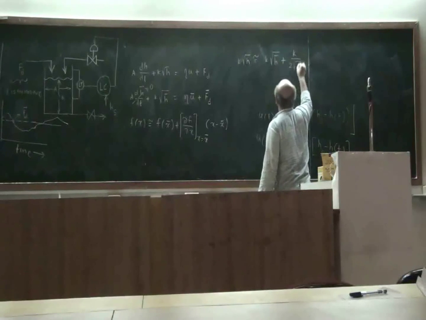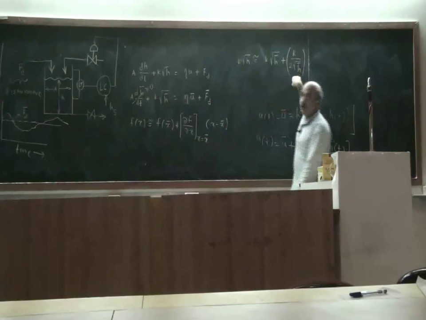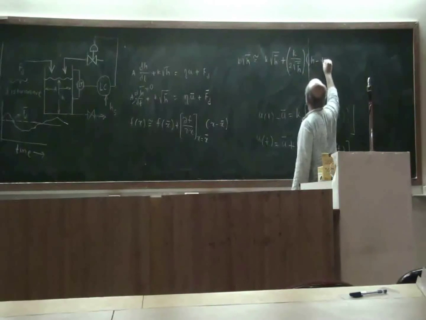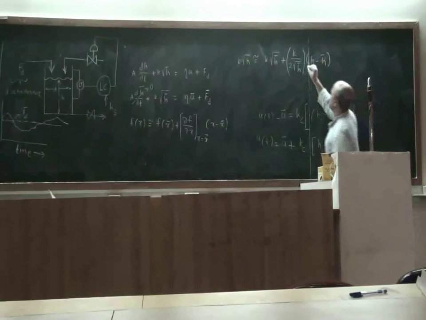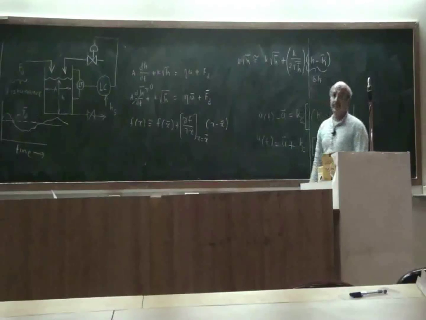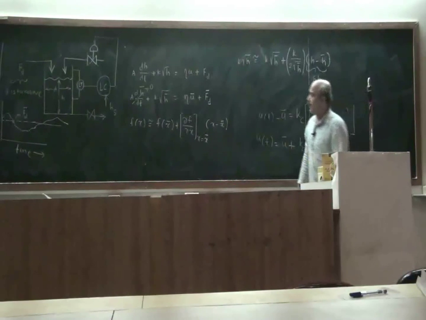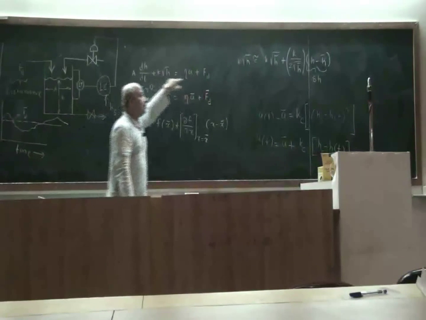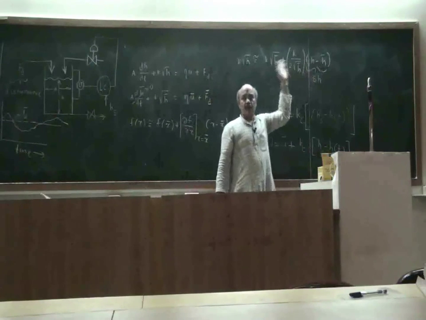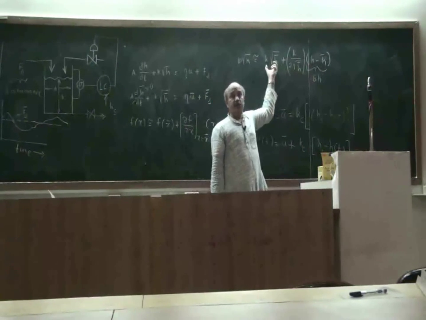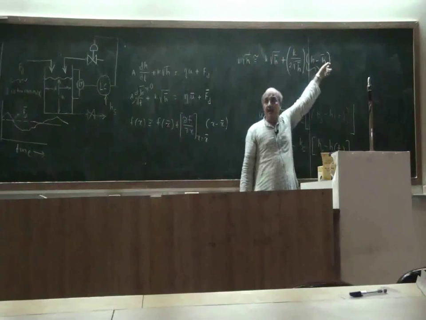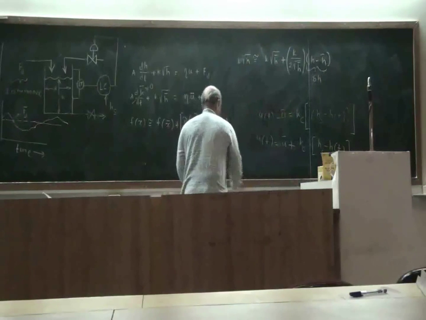So it will be k by 2 square root h bar. This is the local derivative into h minus h bar. Let's call this delta h. So this term in the differential equation, I'm going to replace by this approximation. h bar is constant, so k root h bar is constant. This is constant because h bar is constant, and this is h minus h bar. Okay, so let's see how it helps me.